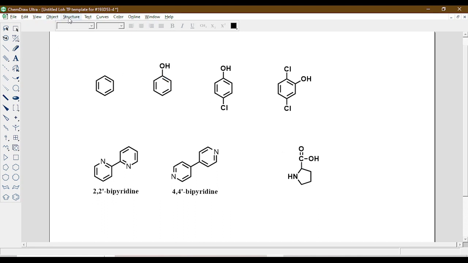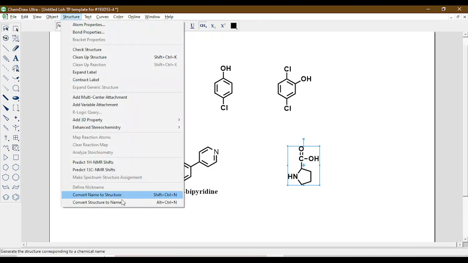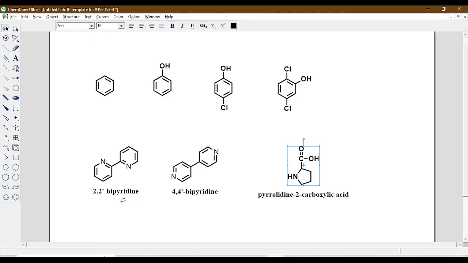If you do not know the name of the amino acid, go to the select option. It just got selected, and go to structure, convert structure to name. So this will tell you what this amino acid is about.